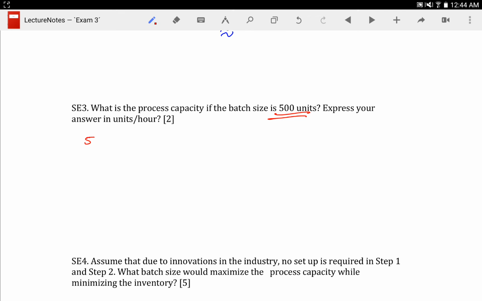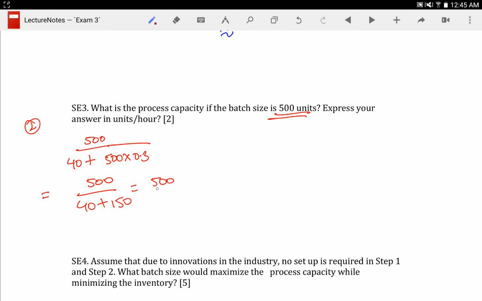Well, the formula is again the same. When the batch size is 500, let's do it for step 1: 40 is the setup plus 500 times the processing time of 0.3. So it's 500 divided by 40 plus 150, which equals 500 divided by 190. Well, this is approximately 2.63 units per minute.